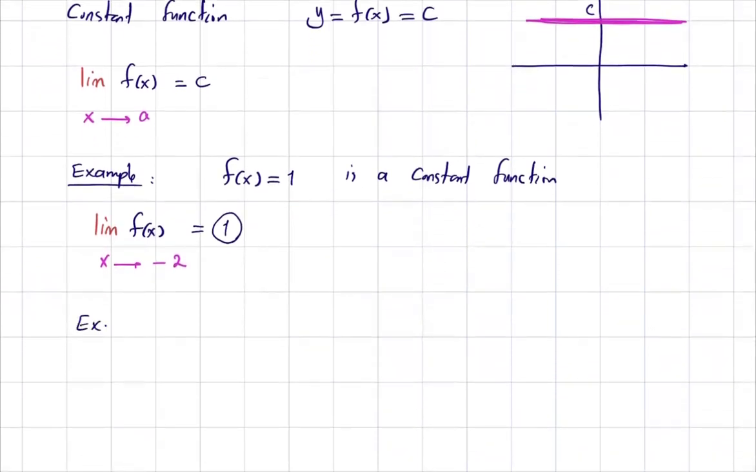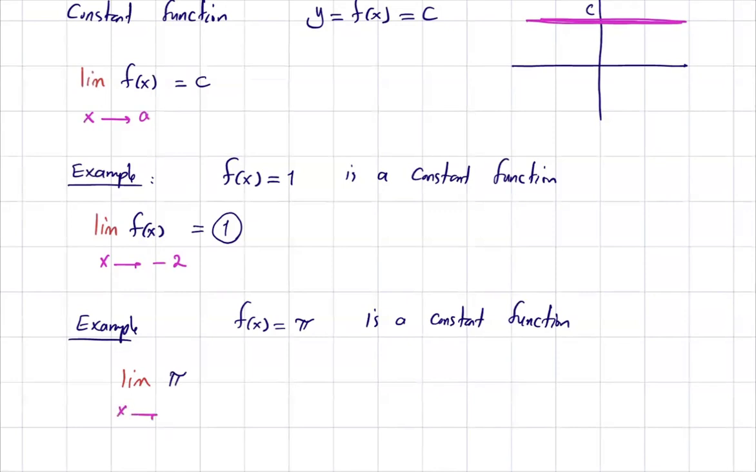Another example for you. Suppose f of x is equal to pi. Pi is a constant function. It's just a number. To find the limit of pi, you can just type pi. Limit of pi as x going to 3, this is equal to pi. The y value doesn't change. So this is for constant function.